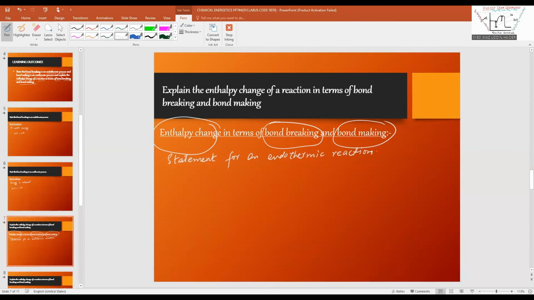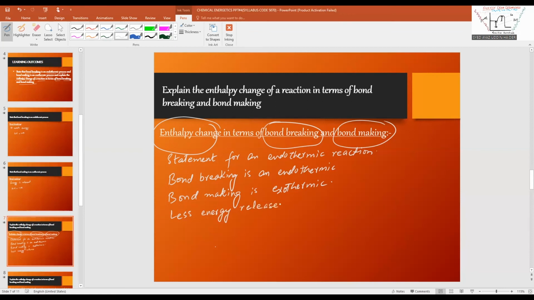This is a situation when the overall reaction is endothermic. How do you write these statements? You write in this way: bond breaking is endothermic, and bond making is exothermic. Less energy released than absorbed.